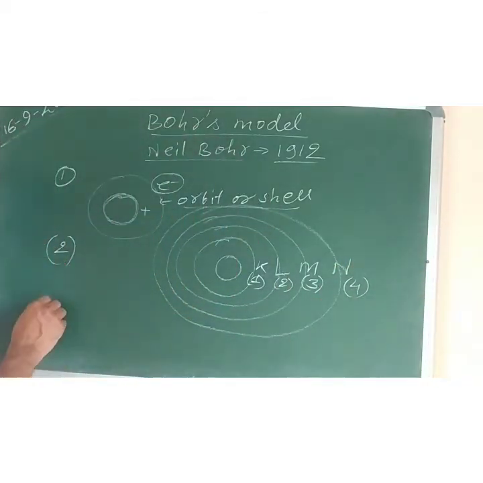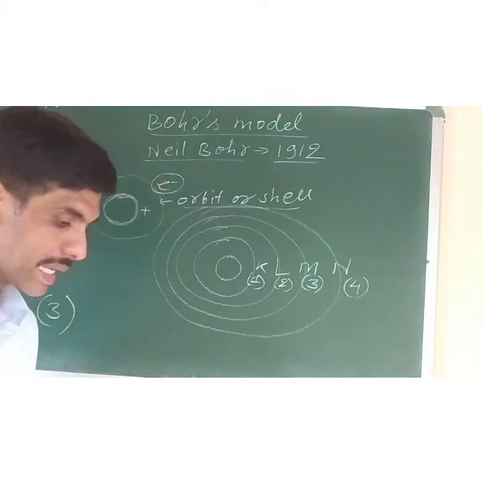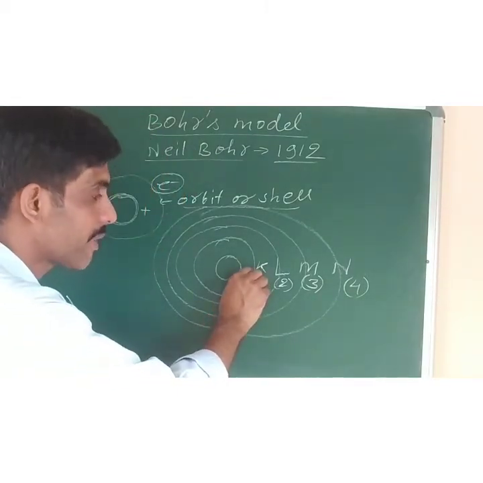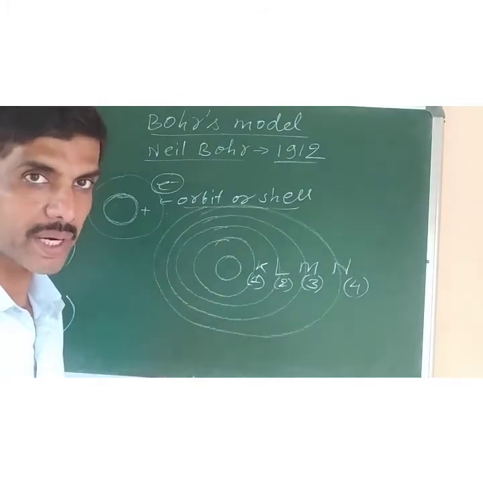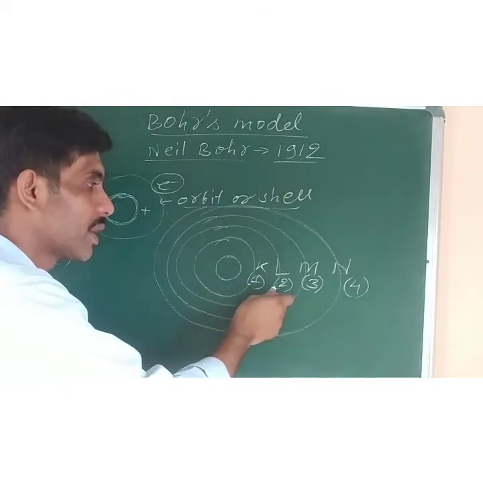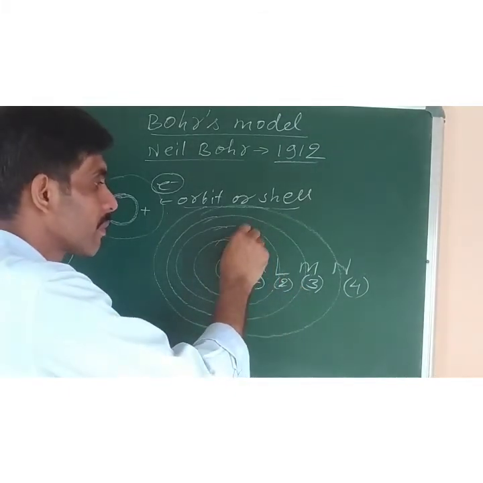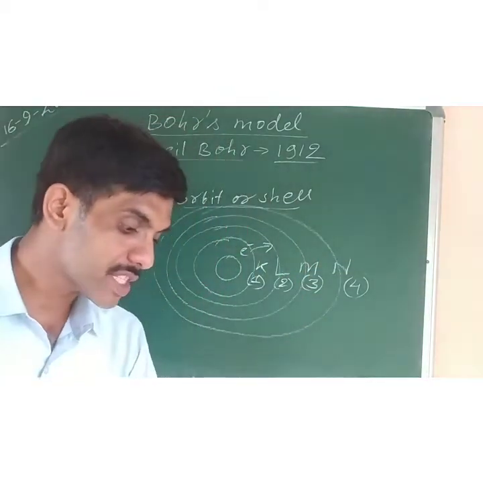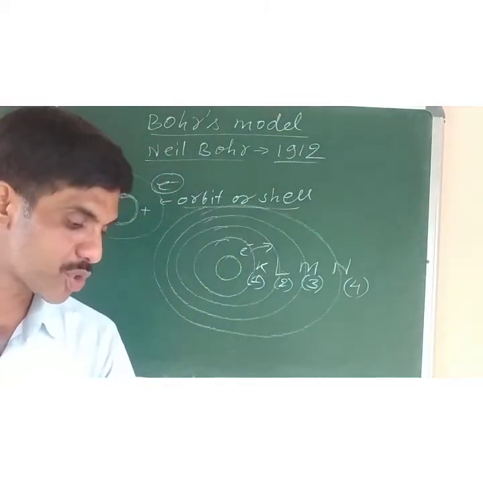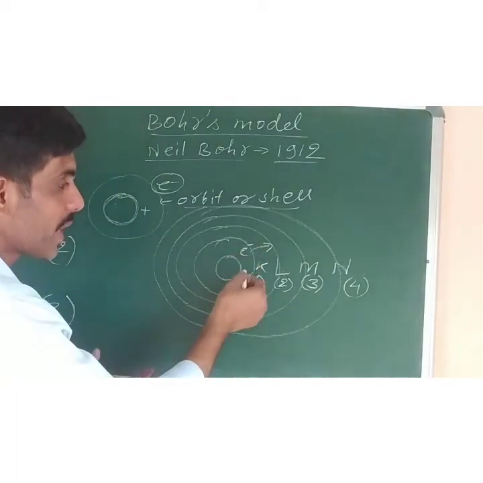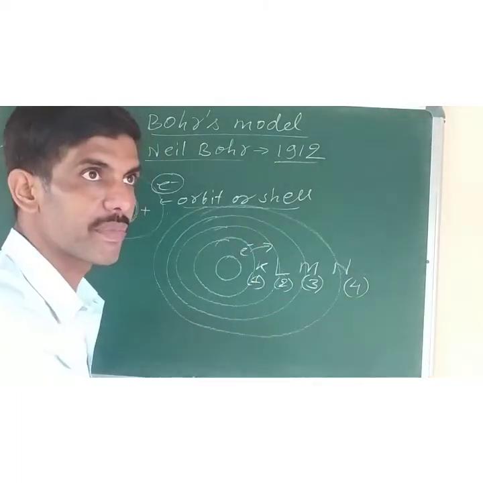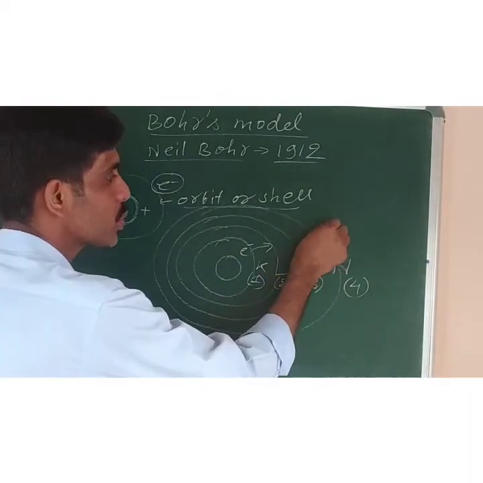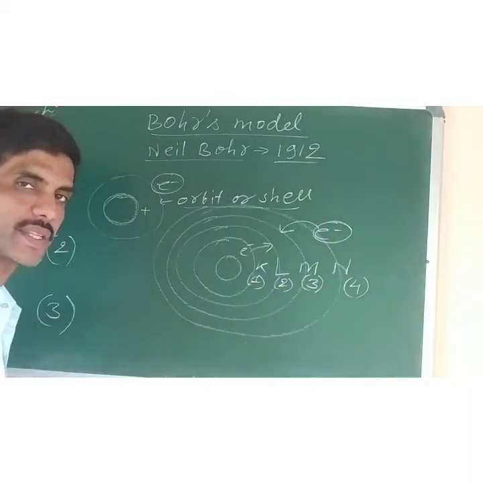Now the third point of Bohr's model is, as long as the electrons remain in a particular orbit, like if some electrons are present in the first cell, it will not lose or gain energy. But if the electron changes its position, like if some electron moves from the first cell to the second cell, it jumps. When the electron jumps from an inner cell to an outer cell, it absorbs energy, because to change the orbit it needs certain energy. And when an electron jumps from an outer cell to an inner cell, it will lose energy, it will radiate the energy.